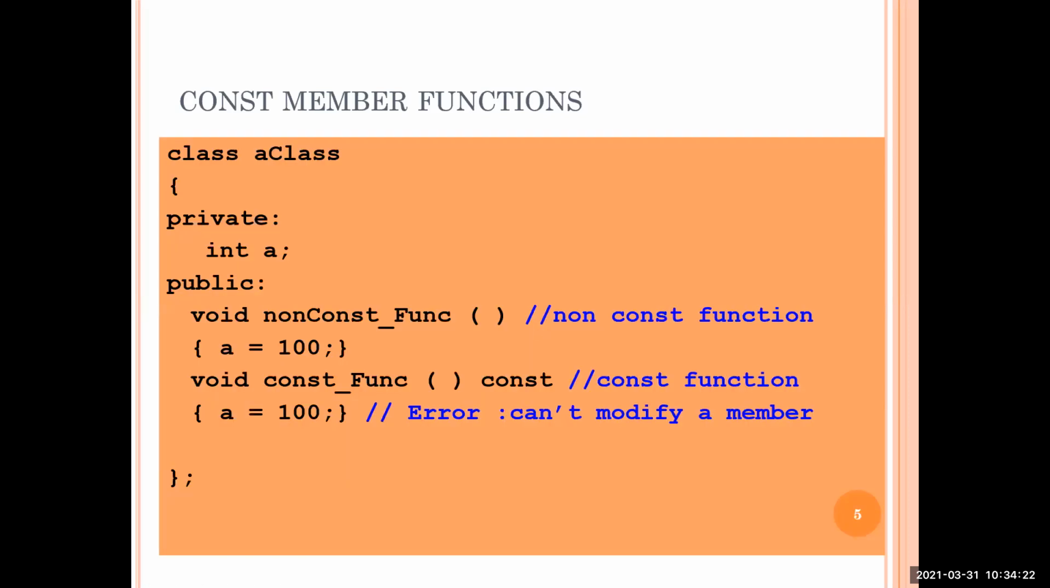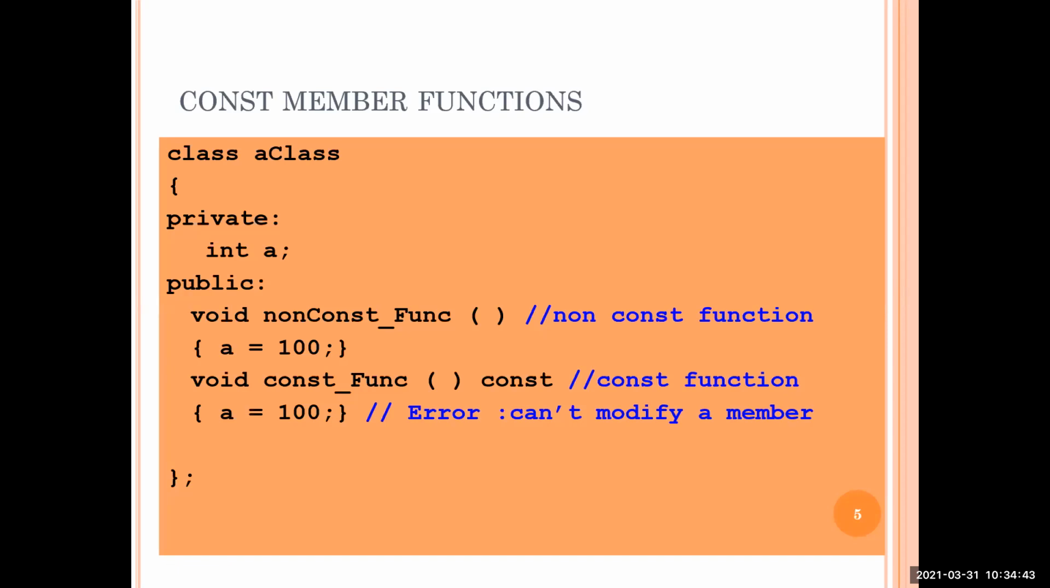This is an illustration of what happens if you try to change the value. There's a function which is not constant, which is a regular function. There's a data member a, so you can change the value of a in the first function, but the second function is actually a constant function. So if you try to change the value of a, then it will not allow you, right?